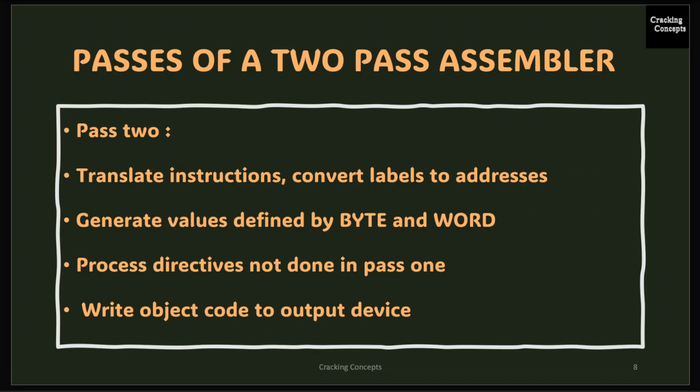Now let us look into pass 2. Pass 2 assembles the instructions, that is, operands are looked up in symtab to obtain addresses to insert in the assembled instructions. It also generates data values defined by byte and word. It processes the directives, which was not done in pass 1. Finally, it writes the object code and assembly listing.